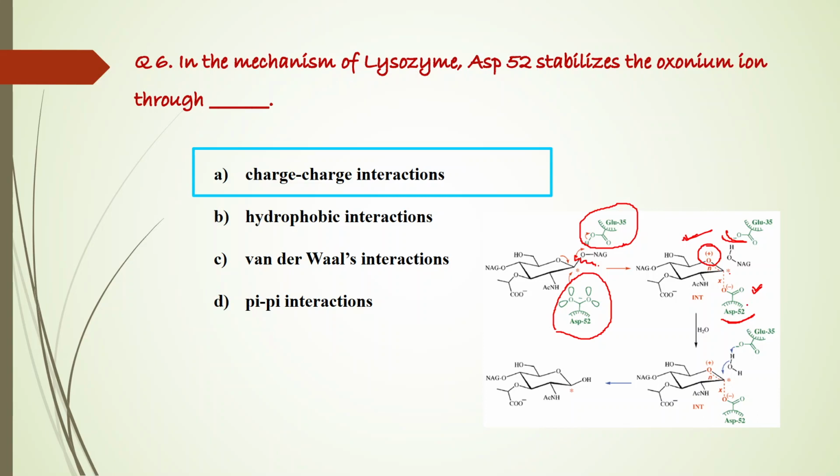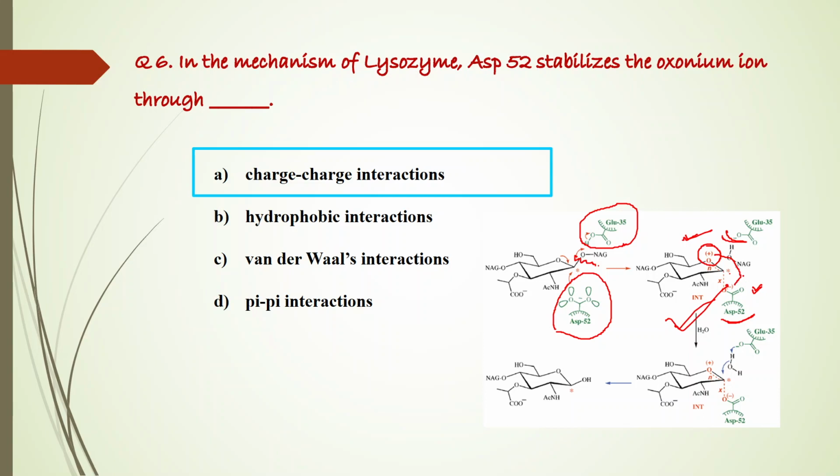What does Asp, or aspartic acid, have in its side chain? It has a COOH group, or carboxyl group. Now this can deprotonate and can stabilize this oxonium ion at the pH where the reaction is happening. So what kind of interaction is this? This is obviously a charge-charge interaction. Our options were charge-charge interaction, hydrophobic interaction, van der Waals and pi-pi interaction. And for sure, if you look at the mechanism, the correct answer for this question was charge-charge interaction.